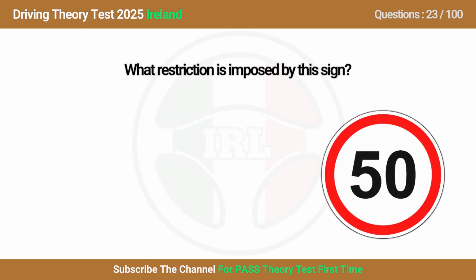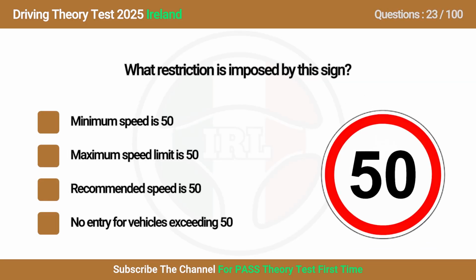Question 23. What restriction is imposed by this sign? A. Minimum speed is 50. B. Maximum speed limit is 50. C. Recommended speed is 50. D. No entry for vehicles exceeding 50. Answer is B. Maximum speed limit is 50.